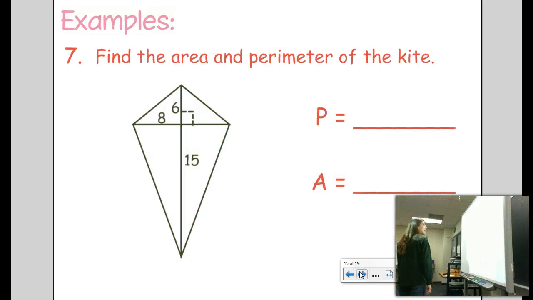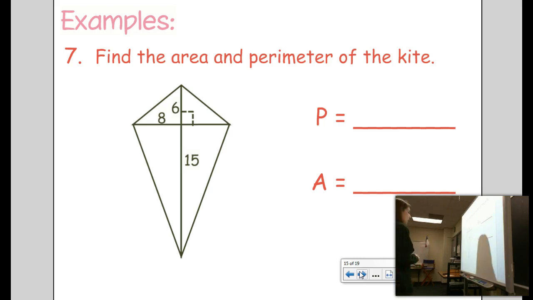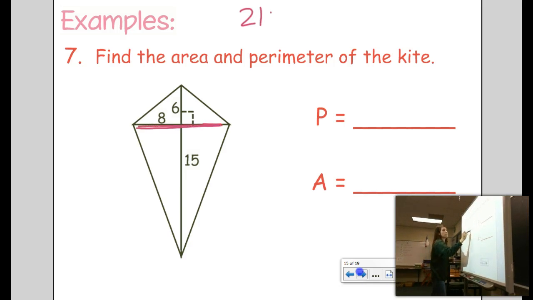So example number 7. Find the area and perimeter of the kite. Let's do area first because that one's easier. Go ahead and find the area. You can check your answer. Diagonal times diagonal divided by 2. John, what's the length of the longer diagonal? 21. Yep. What's the length of the other diagonal? 8. Not quite. Oh, 16. There you go.